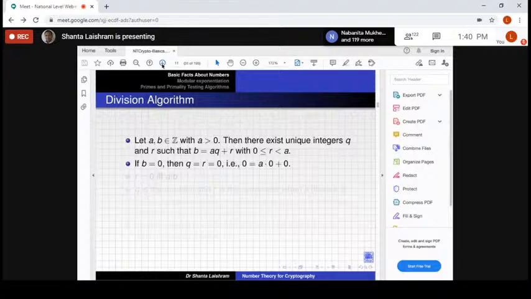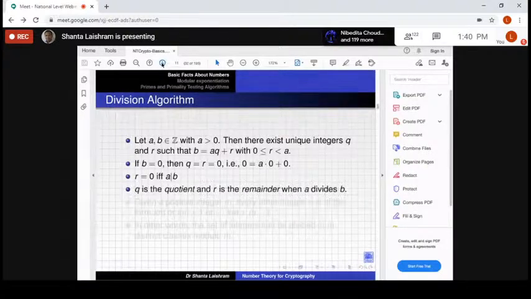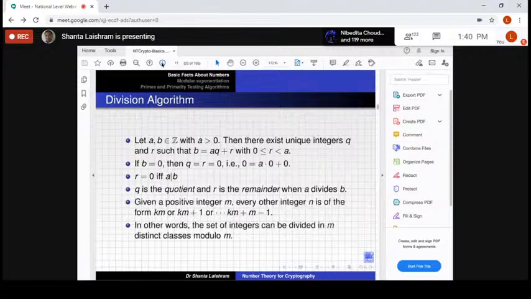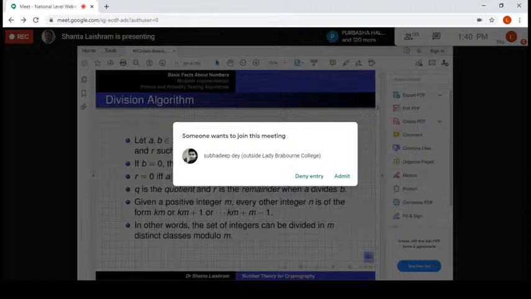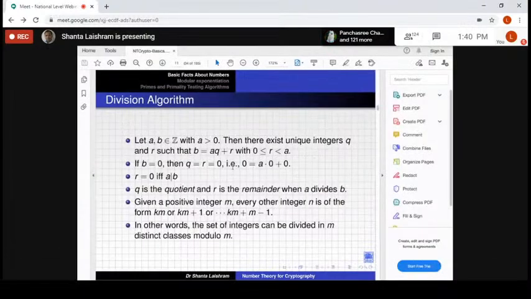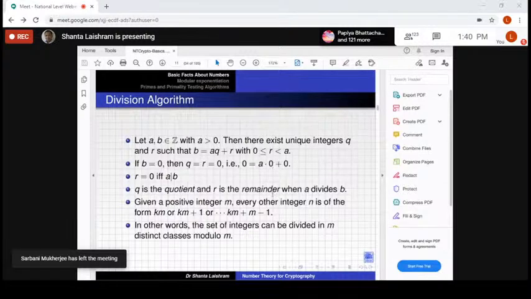Now I want to tell you about the division algorithm, with which all of you, of course, are familiar. Division algorithm means, given a positive integer A and any integer B, there exist unique integers Q and R such that you can write B as AQ plus R, with R either 0 or strictly less than A. And when B is equal to 0, you can take Q and R to be 0. So 0 you can write as A into 0 plus 0.